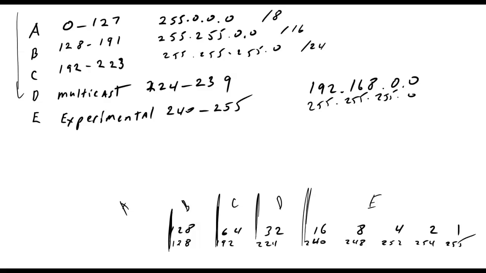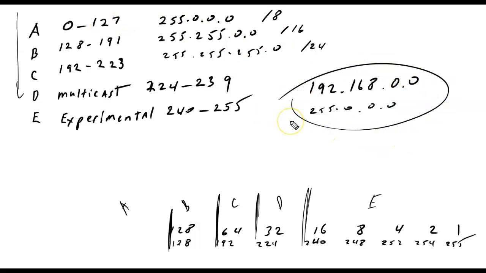We don't necessarily follow this convention today. Today we use classless numbers, and so I can go 255.0.0.0, make it look like a Class A address, and that's perfectly valid to do.